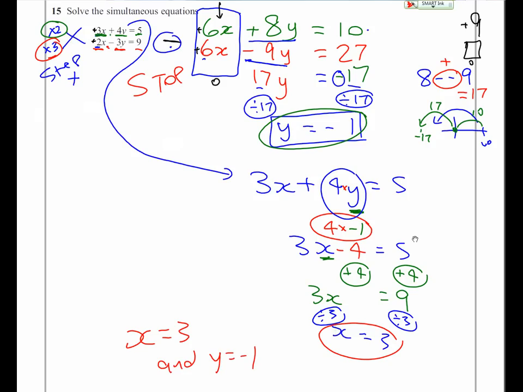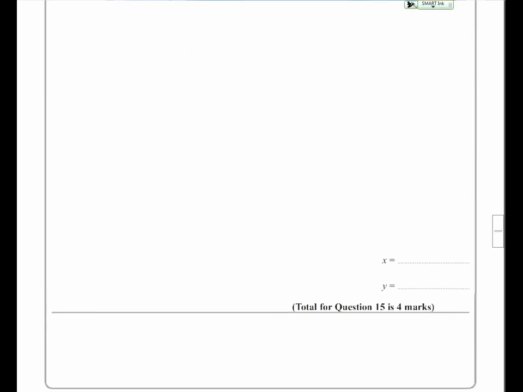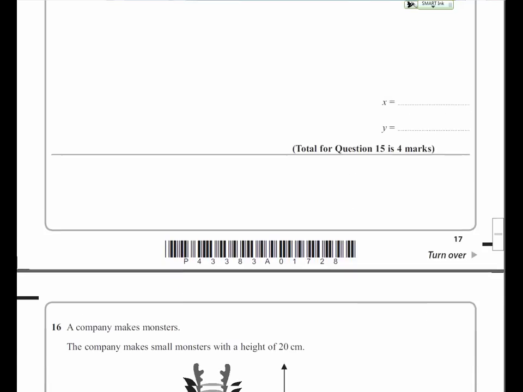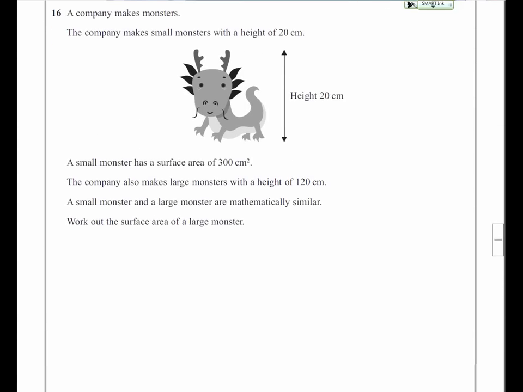If you don't believe me, try these letters in either of these two equations, and this combination will work out and give you the answer of 5 at the top and 9 at the bottom. Okay? And look, it even had a little place for you to write x and y. 4 marks. This looks a strange question.